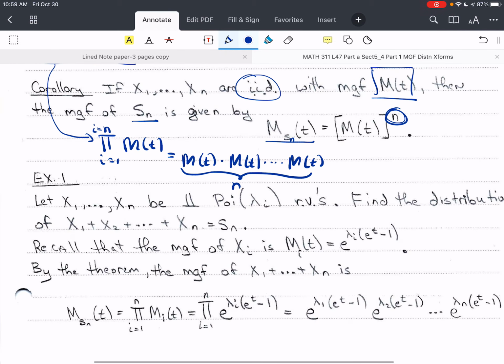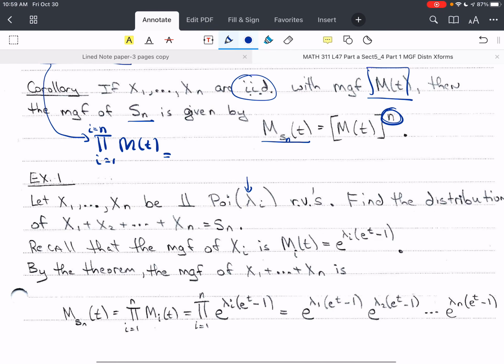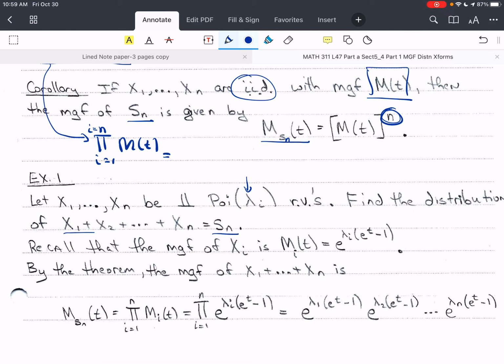Let's do an example. Let x1 to xn be independent Poisson random variables with mean and variance lambda i. Find the distribution of S sub n, which is equal to the sum of these independent random variables that are Poisson distributed. Now, if we recall, the MGF of a Poisson random variable x sub i is, since we're going to change lambda i here, we need to use i as a subscript here.